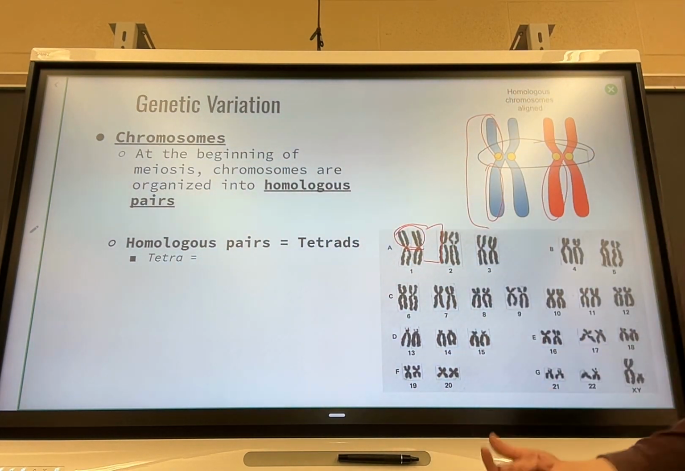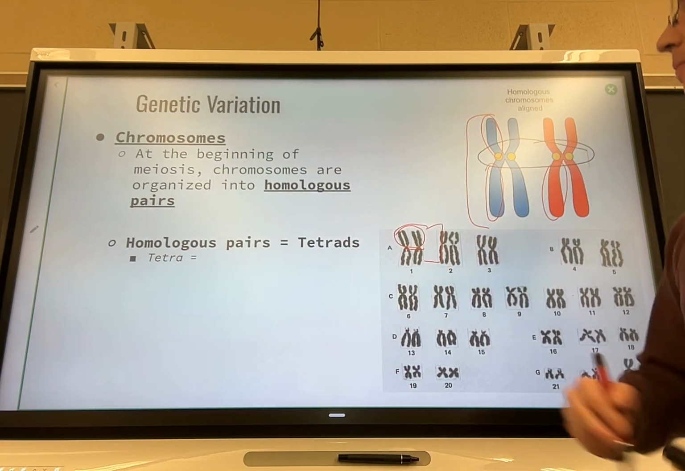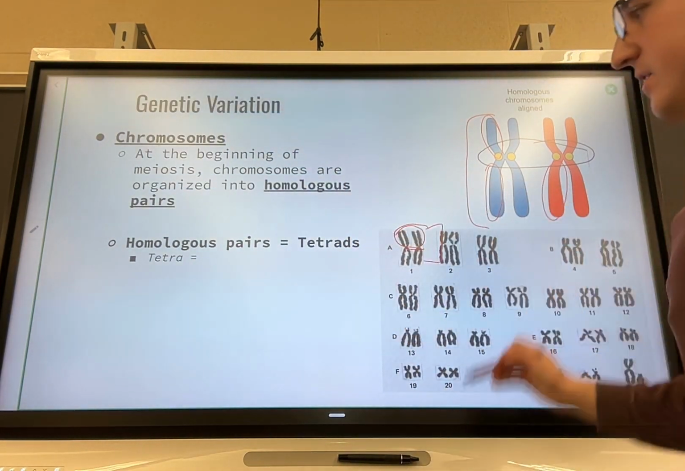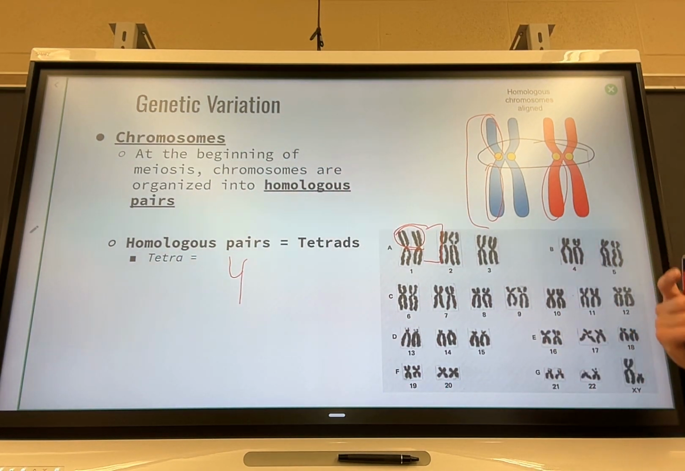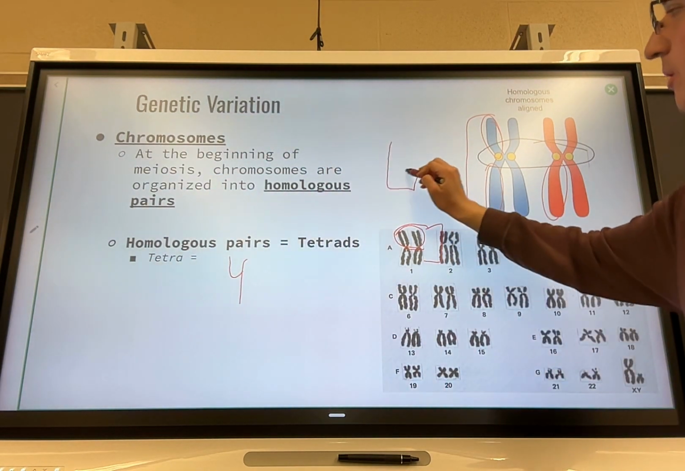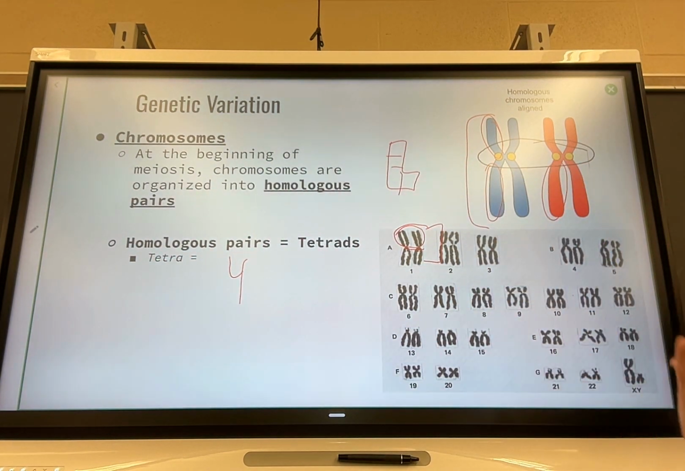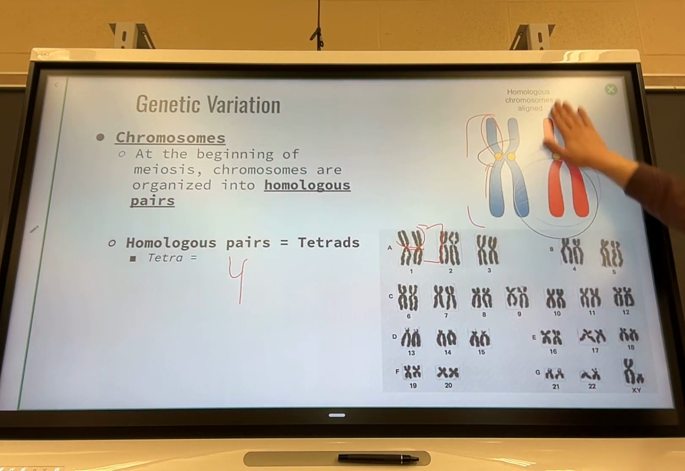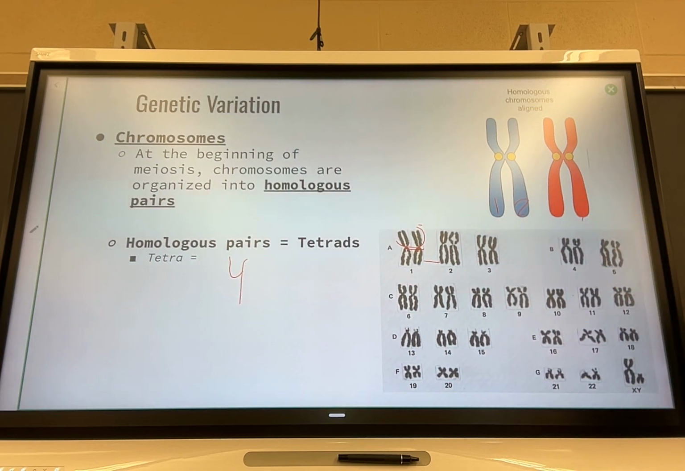At the beginning of meiosis, we want to create homologous pairs, and we're going to see why this is as we move through meiosis. Like I said, these are called tetrads. Tetra means 4. If you've ever played Tetris, all of the blocks in Tetris have 4 little subunits, because tetra means 4. So in this case, we have 4 chromatids: 1, 2, 3, 4, which is why it's called a tetrad.